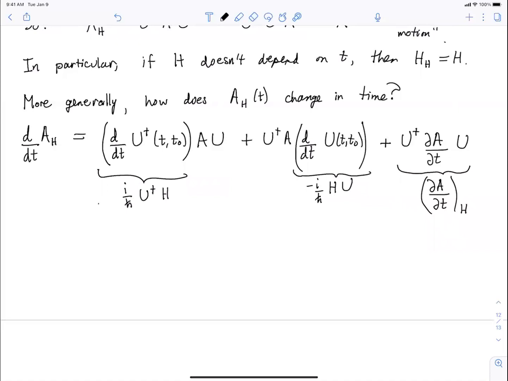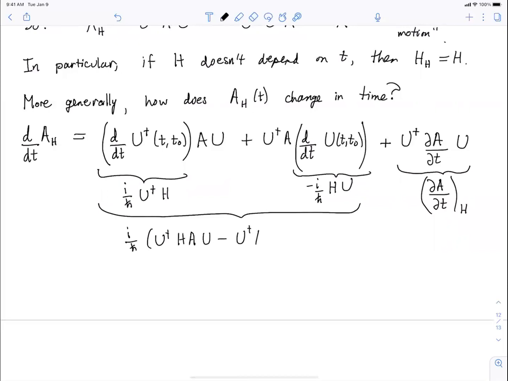And now we're going to combine those two. So this is i over h bar, U dagger H A U minus U dagger A H U, which we can rewrite by, between the H and the A and the A and the H, we're going to sandwich in a U dagger.